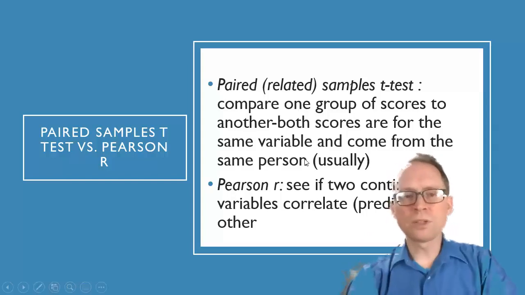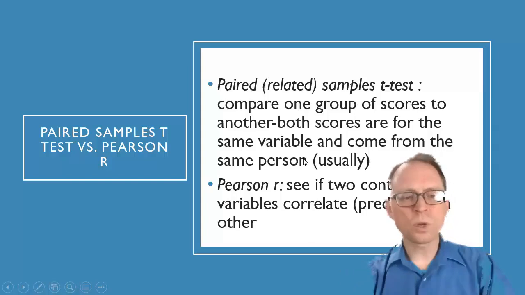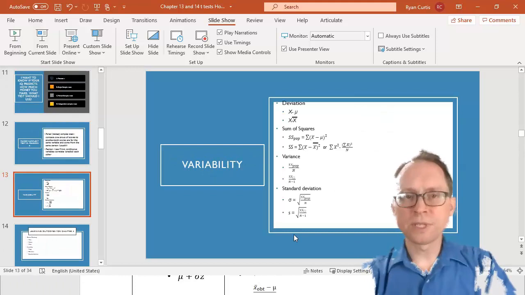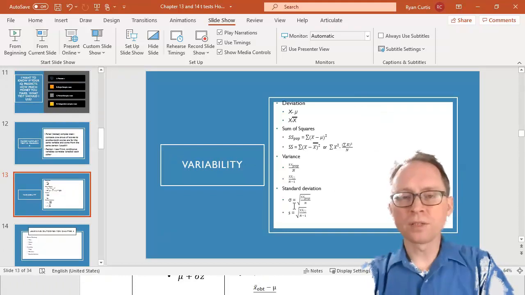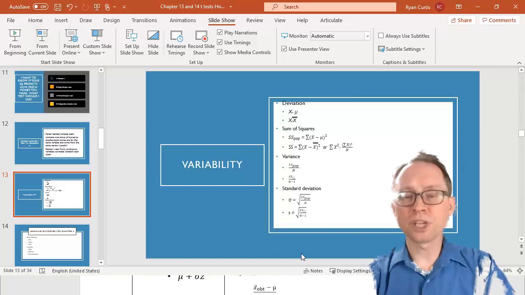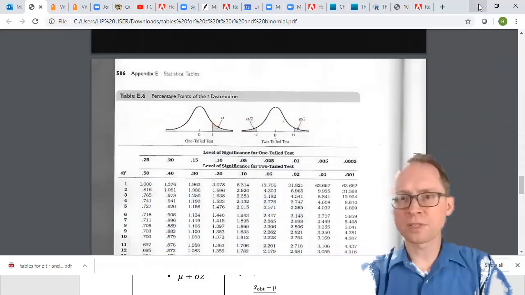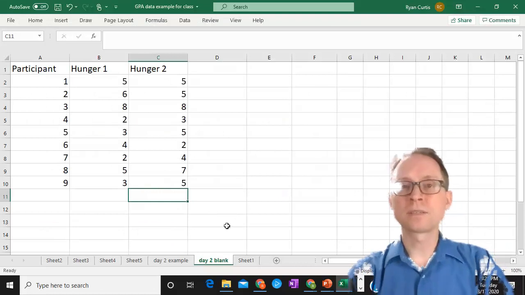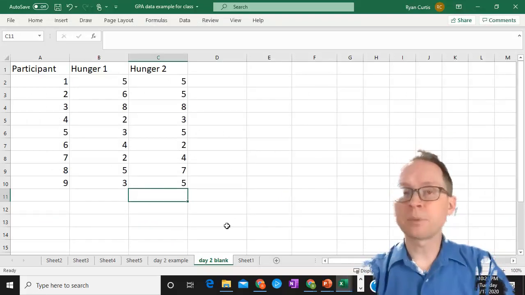All right, so now we need to look at some data, because we need to calculate our paired samples t-test, and then get into hypothesis testing, and the idea of rejecting and failing to reject the null hypothesis. First things first, let's practice calculating a paired samples t-test.